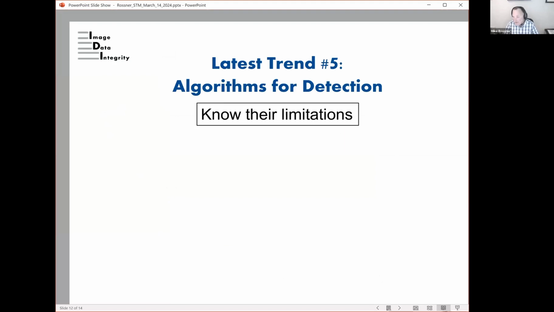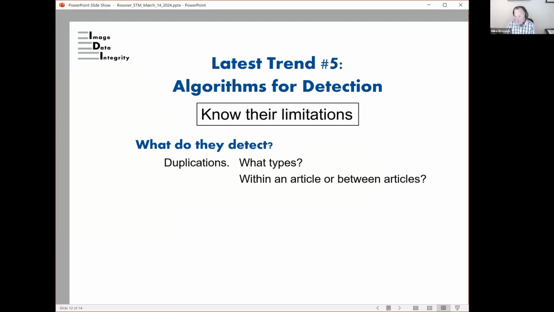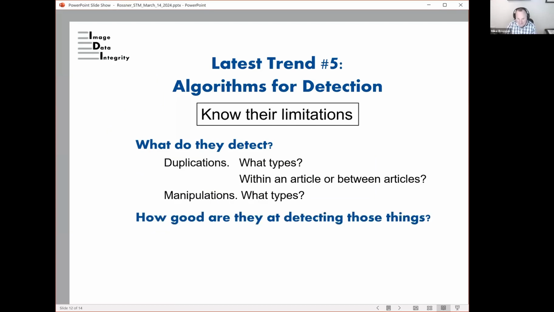So if you are going to use algorithms for detecting image manipulation, it is important to know their limitations. First, what do they detect? What types of duplications do they detect? Do they detect duplications within an article or between articles? What type of manipulations do they detect? And then, very importantly, how good are they at detecting those things?